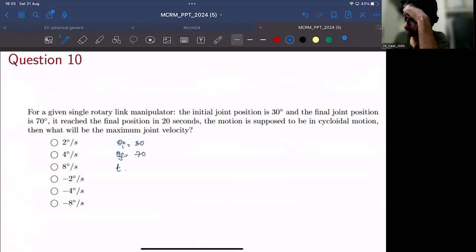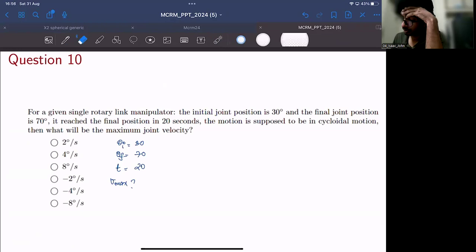And the time to reach its final position is 20 seconds, and motion is supposed to be cycloidal. Again, it asks you for Vmax. So T for Vmax, again for cycloidal, we also know that it should be tf by 2. That is 10 seconds.